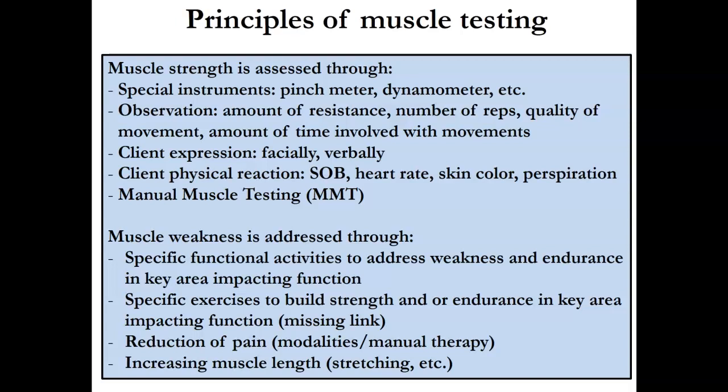Our first choice is really to do an activity with a patient to address their weakness, endurance, and specific exercises to develop that specific muscle, that key link. Reducing pain: we use modalities and massage to get rid of the pain, and they're going to get stronger. Stretching, increasing the muscle length, can also help with improving their strength.